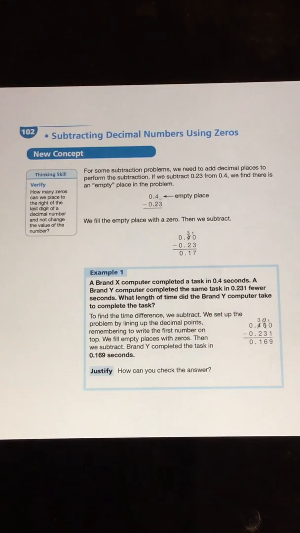So how could I check my answer? I could add my 169 thousandths to my 231 thousandths, and that should equal 400 thousandths, correct? All right, let's move on to our next example.